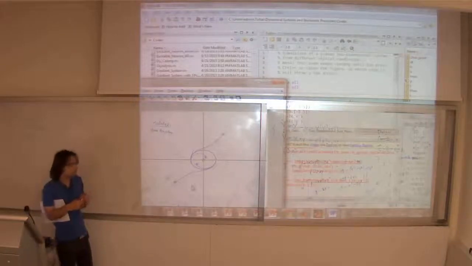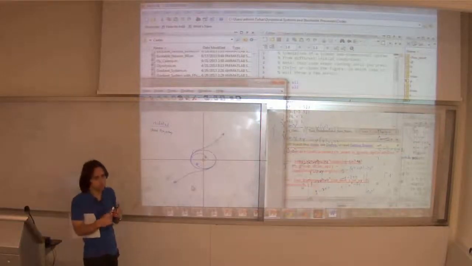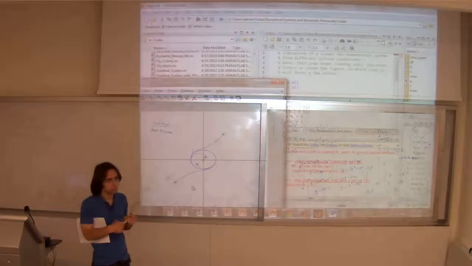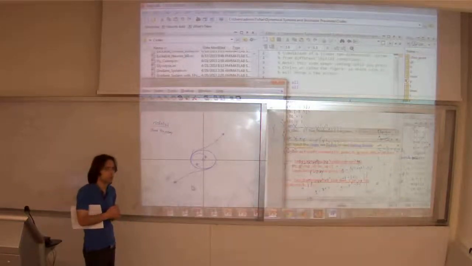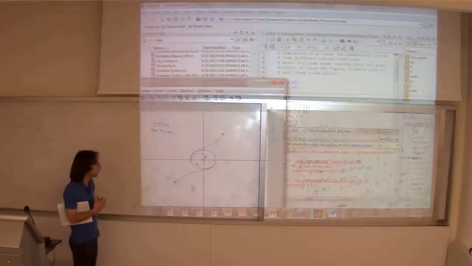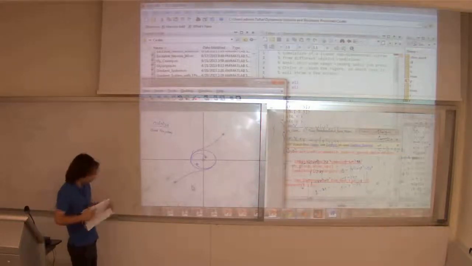You can sometimes infer the existence of limit cycles. No definitive way. But you'll see in the next lesson.